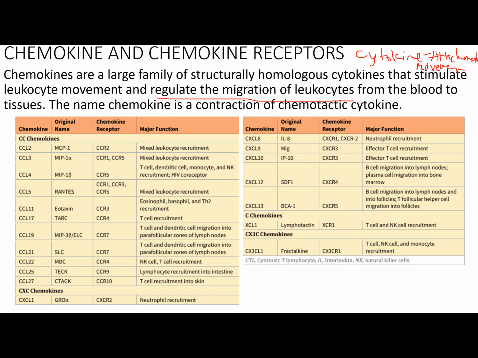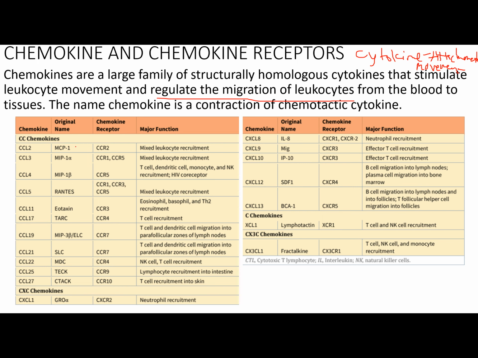So we have your CCL2. Ang original name ng CCL2 nyo class is yung MCP-1. The chemokine receptor niya is CCR2, mixed leukocyte recruitment. And then we have your CCL3.